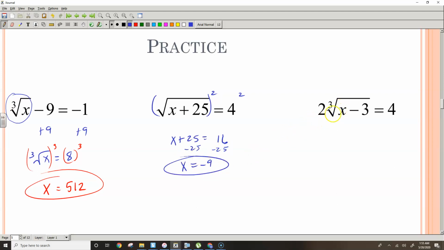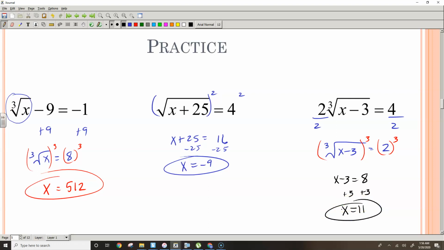And then this last one, we'd first divide by 2 to get that radical by itself. So divide by 2, we'd be left with the cube root of x minus 3 equals just 2. And then we can do the inverse of this cube root by raising each side to the third power, and that would give us x minus 3 equals 8, and then we'd add 3 to both sides to get x equals 11. So there you have it.